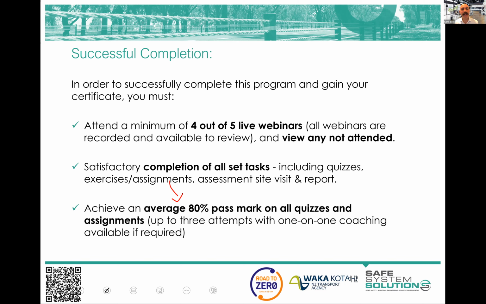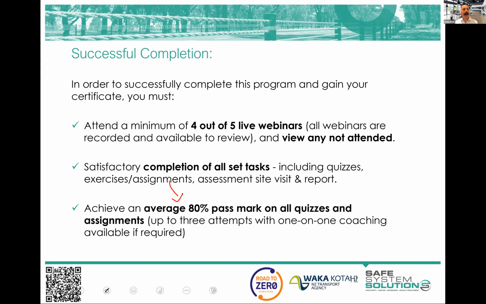Now, 80% is a pretty high mark to achieve on these, but we don't shy away from that because we want to set a relatively high competency of people out there doing safe system assessments, at least in terms of knowing the process and the principles and some of the fundamentals. Now, don't get too scared, because everything that you will be asked in the quizzes or the assignments will be covered in the content.